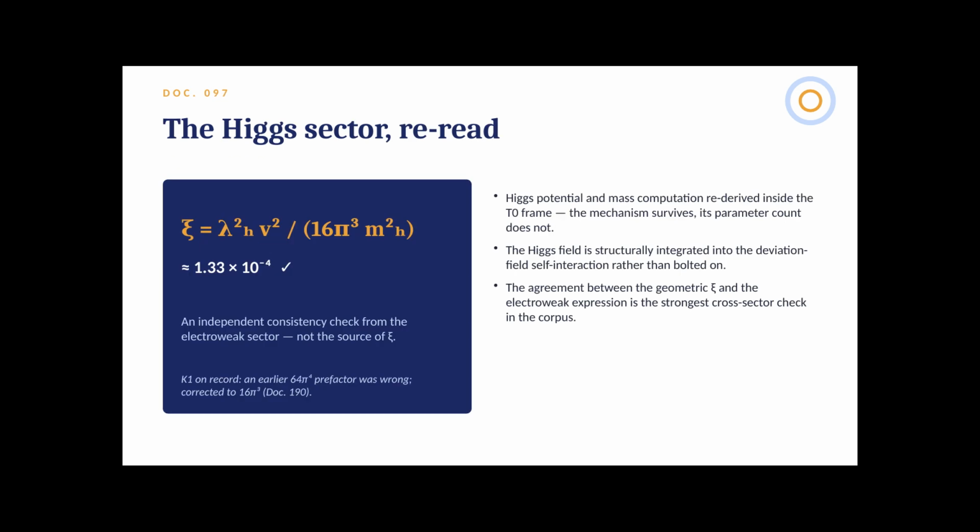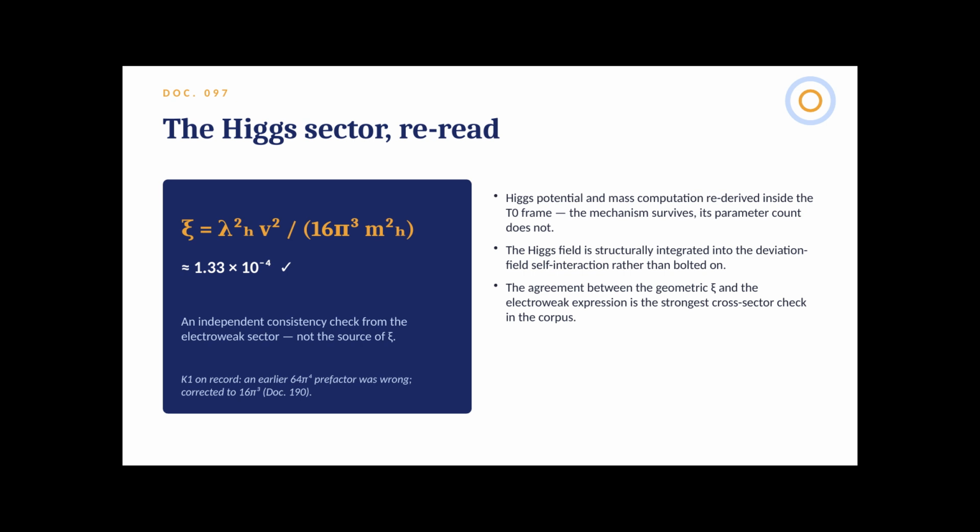Slide 20. Now, a genuinely striking result. You can write Greek x as lambda h squared times v squared over 16 pi cubed times mh squared. In words, lambda h squared is the Higgs self-coupling, v is the Higgs vacuum expectation value, the field's resting value, and mh is the Higgs mass. Plug in the measured electroweak numbers and you get about 1.3 times 10 to the minus 4, which matches Greek x. That's a completely independent check from a totally different sector, and it lands.